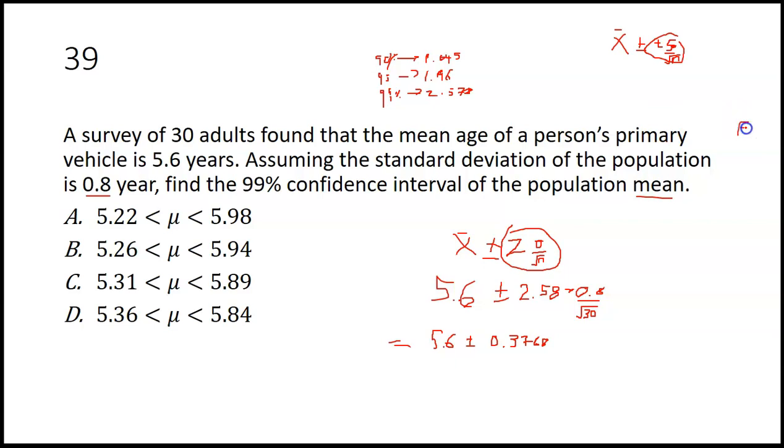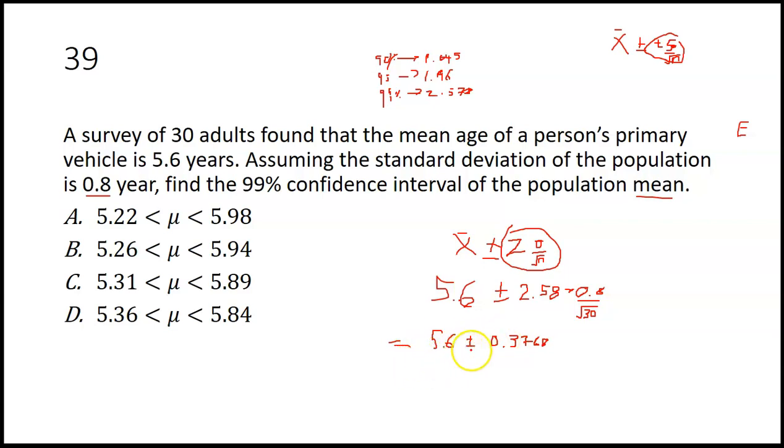Whenever a question asks you to find margin of error, E, the question just wants you to take either the z or the t, and multiply by standard deviation over root n, just that one. So in this one, the margin of error is 0.3768. But that's not what we are interested in right now. We are finding the confidence interval.